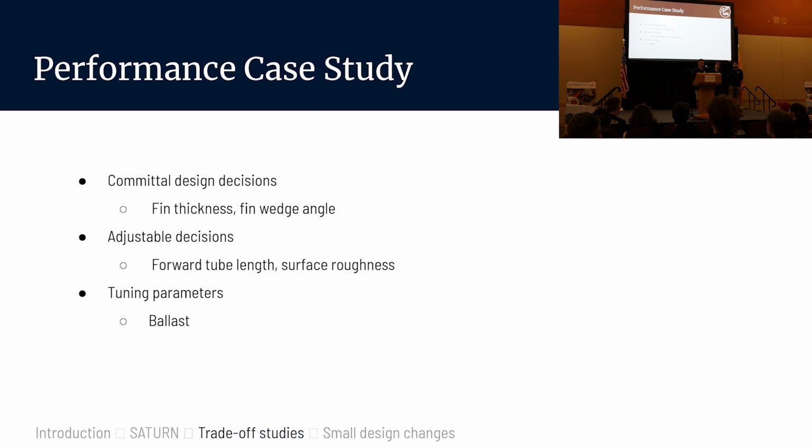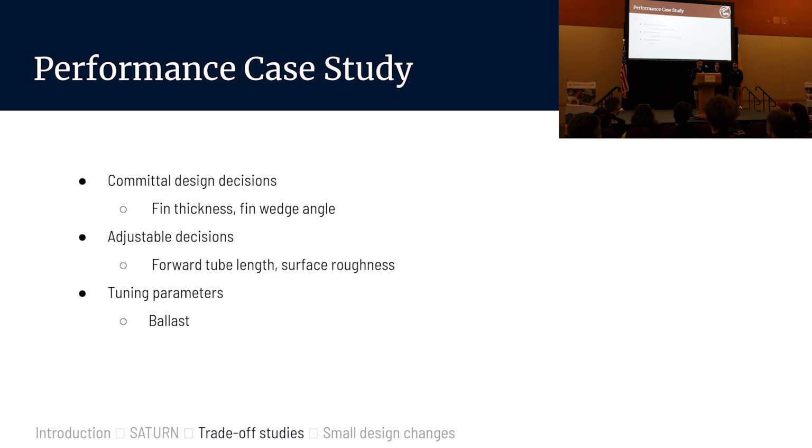So, tying this into how we use Saturn as a design tool in our design cycle, we have come up with 3 different design decisions. We have committal design decisions, which are decisions made at the start of the design cycle. These are decisions which are not to be changed and which specify the tolerances to which we hold the team accountable. Secondly, we have adjustable design decisions.